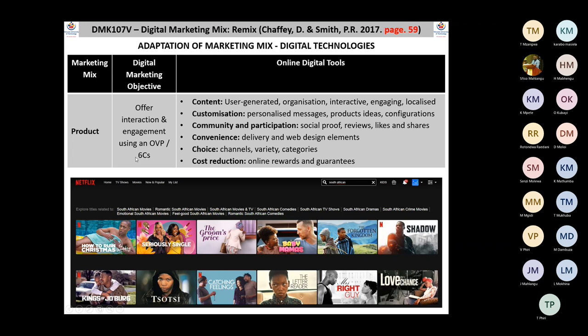And what they are trying to indicate here is that usually we are familiar with the physical product. But now, because we are online, we usually no longer sell a physical product like a toothpaste or a Coke or anything like that. We are actually selling those two. We are selling interaction and engagement, and we can achieve this by actually selling content. That's the first one. So with the content, you will see at the bottom of the slide that they show you an example of Netflix.